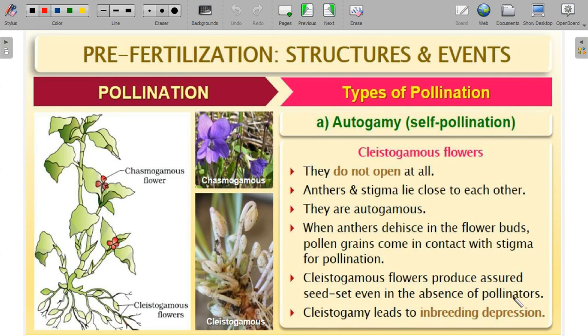But there is a problem: continuous inbreeding, or continuous self-pollination, results in a problem called inbreeding depression. About that, I'll be teaching you in the chapter Strategies for Enhancement of Food Resources. It's not the right time to introduce what inbreeding depression is, but remember that some depression, some stress, is there because of continuous self-pollination.